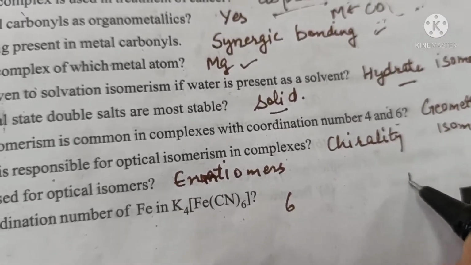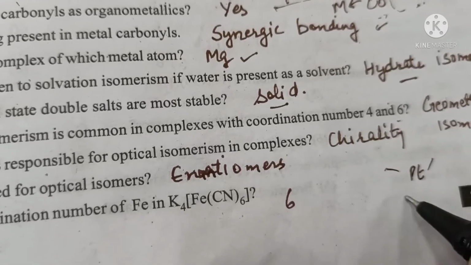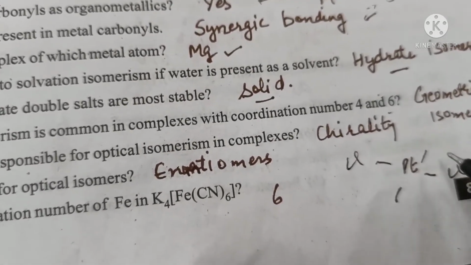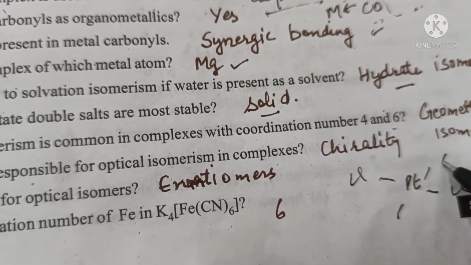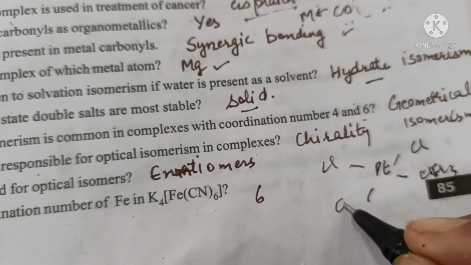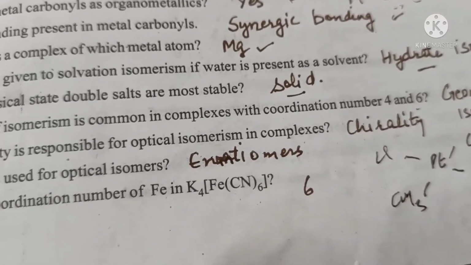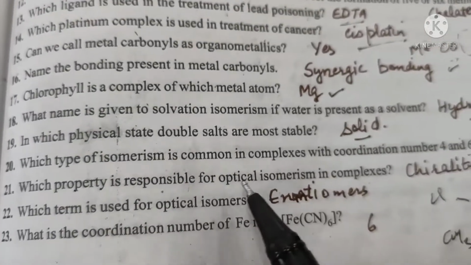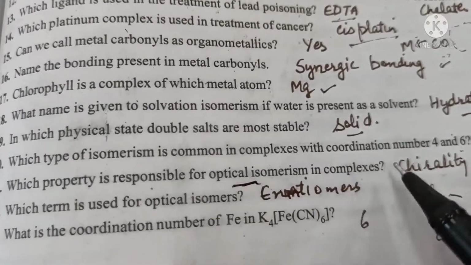So complexes, for example platinum, can be cis if the two ligands are placed adjacent to each other, and will be called trans if they are placed opposite to each other. This is geometrical isomerism. Which property is responsible for optical isomerism in complexes?